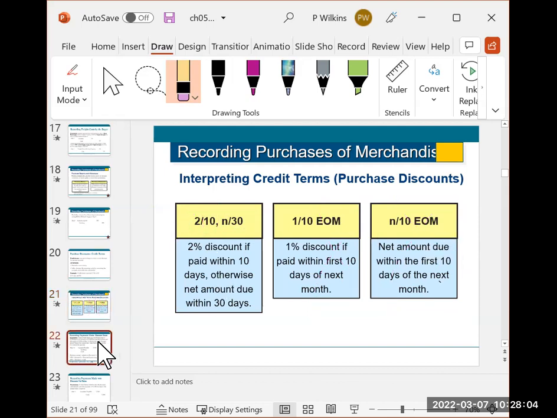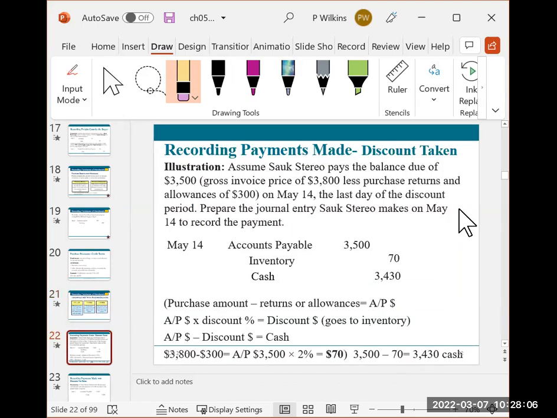Okay. All right, so here is an example, and you are going to need to write this down. So let's read the problem first. Don't panic yet. There's a whole method here on how you figure this out. So assume that Sox Stereo, remember they're the buyer, pays the balance due of $3,500, gross invoice price of $3,800 less purchase returns and allowances of $300 on May 14th, the last day of the discount period. Prepare the journal entry Sox Stereo makes on May 14th to record the payment. Don't look at the entry yet. Look at the description, okay?